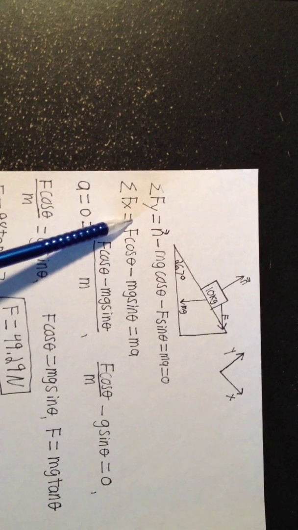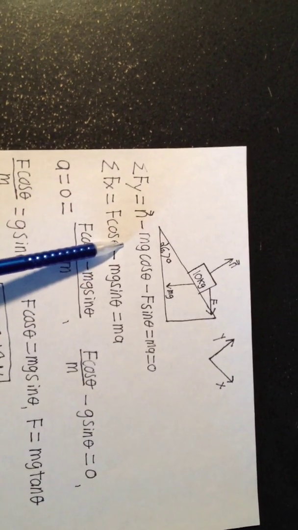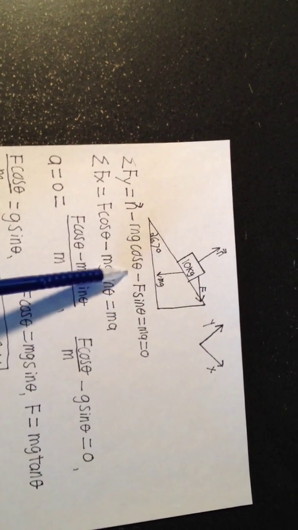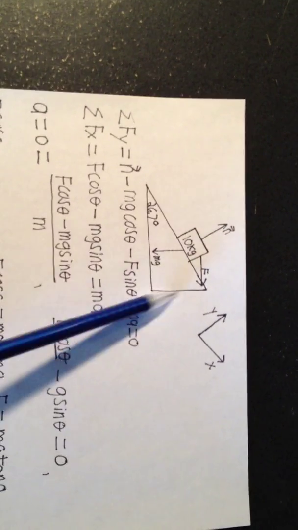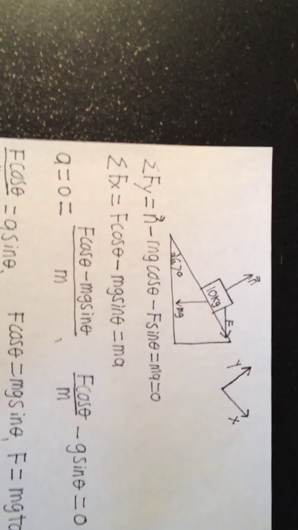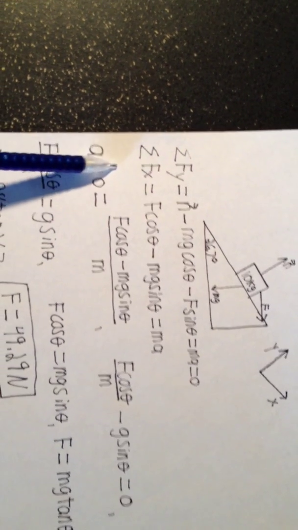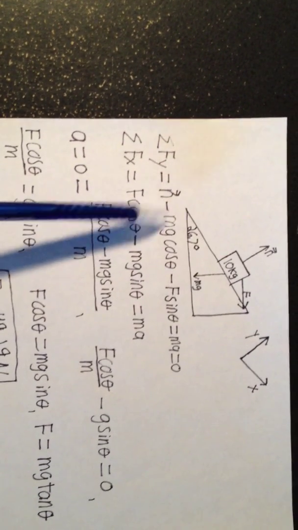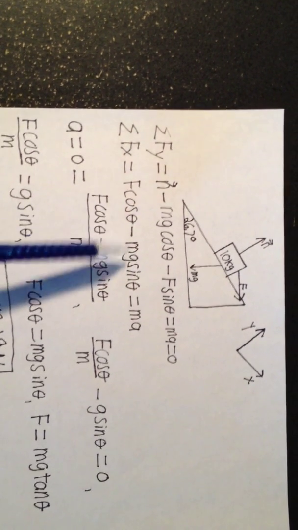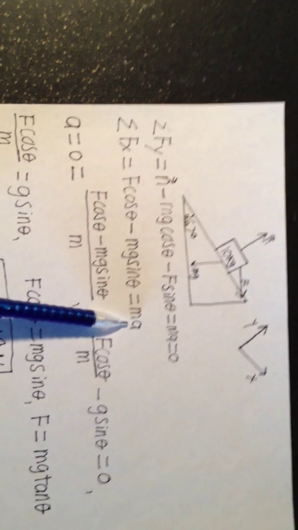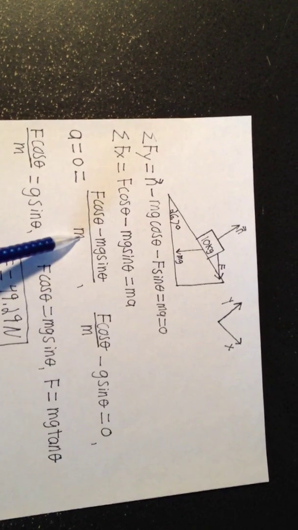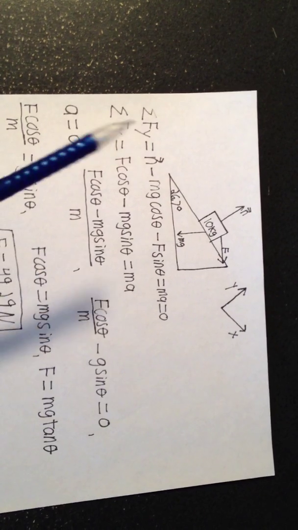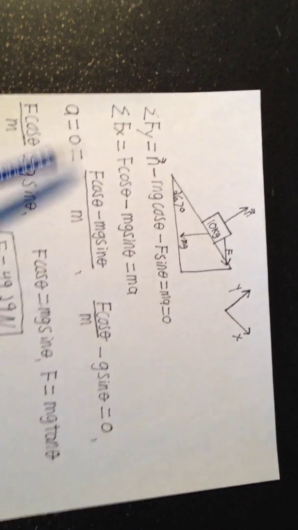The sum of the forces in the y direction are normal force minus mg cosine of theta minus the force sine of theta equals ma, which equals 0 because there's no acceleration in the y direction. And the sum of the forces in the x direction would equal F cosine of theta minus mg sine of theta equals ma. And then to find the force you would need to have the block stay still, the acceleration would be 0. So we set acceleration equal to 0, and we get this equation.